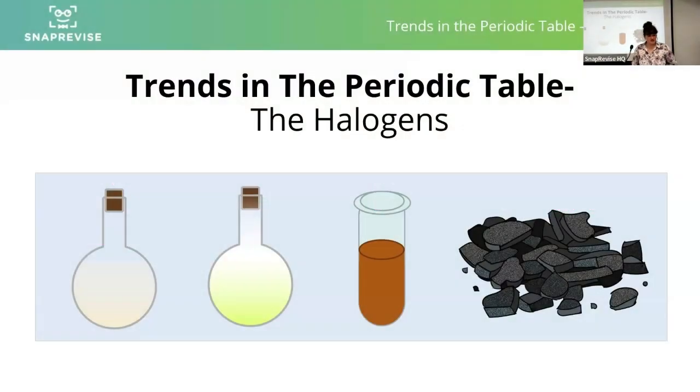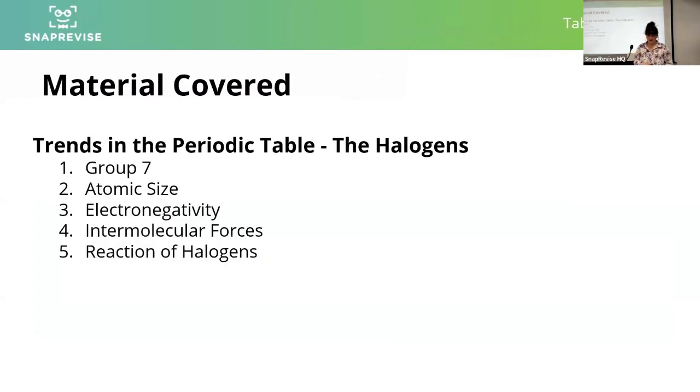So this is a session where we're going to look at trends in the periodic table, but specifically look at the halogens. Obviously, there are some things that link to other groups in the periodic table, but we're going to focus specifically on the halogens, group 7. We'll look at atomic size and the trends in atomic size, trends in electronegativity, trends in intermolecular forces, and then we're going to look specifically at some of the reactions of halogens.